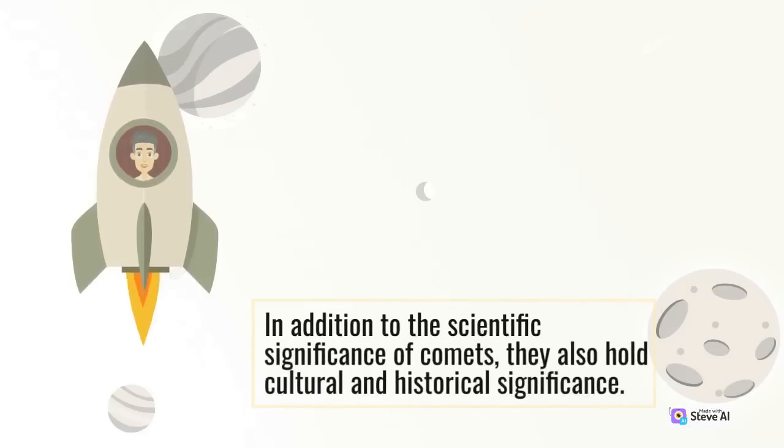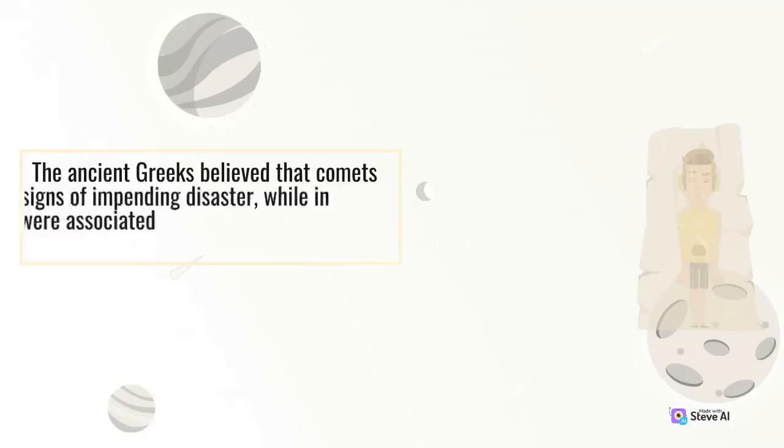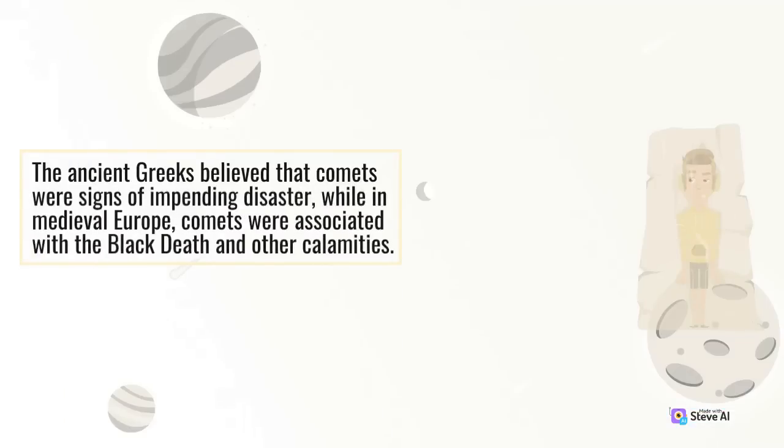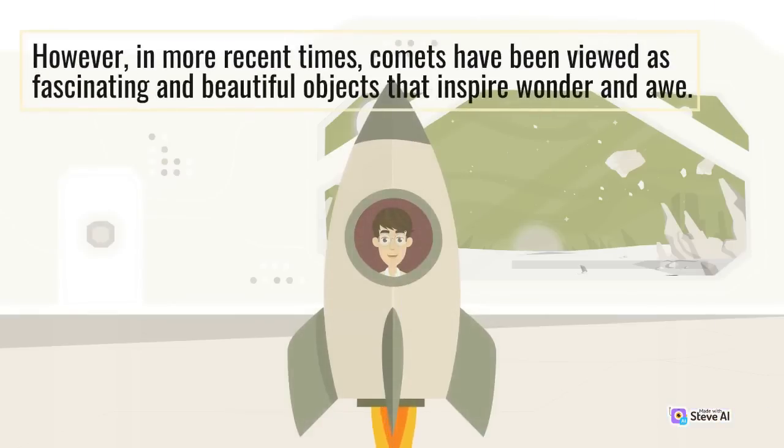In addition to the scientific significance of comets, they also hold cultural and historical significance. Comets have been observed and documented throughout history, and have been associated with major events and portents of doom. The ancient Greeks believed that comets were signs of impending disaster, while in medieval Europe, comets were associated with the Black Death and other calamities. However, in more recent times, comets have been viewed as fascinating and beautiful objects that inspire wonder and awe.